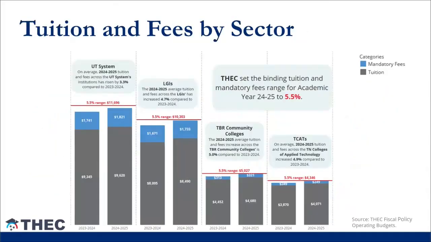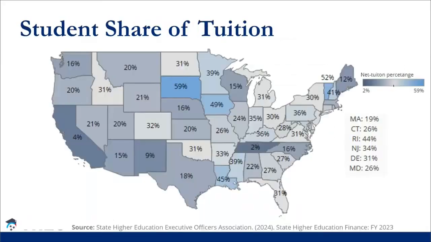Another example, tuition and fees by sector. This actually represents the data for this year. These are the same sort of data that you have in your materials, but as I mentioned before, brought to life a bit. We can understand, looking at this chart, maybe what a full 5.5% increase might have looked like at the UT system, at our LGIs, our community colleges, or TCATs. What's the makeup between their mandatory fees and their maintenance revenue? All sorts of different things that we're hoping to include and really illustrate the state of higher education finance, the state that our students are facing in terms of costs.